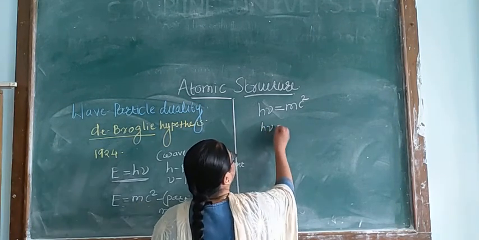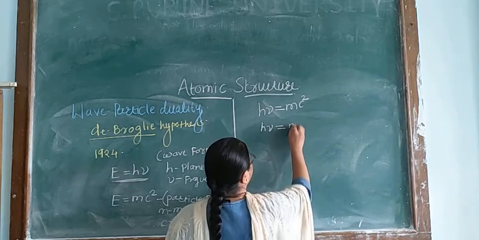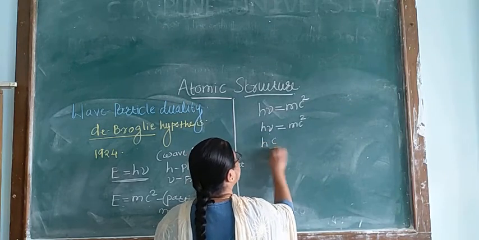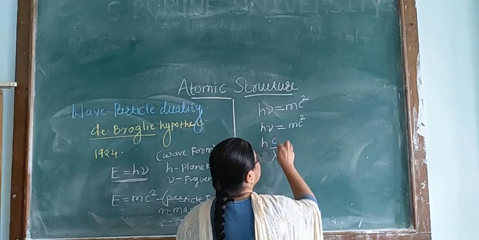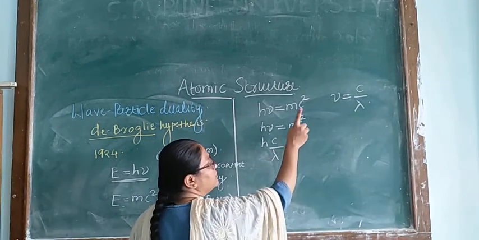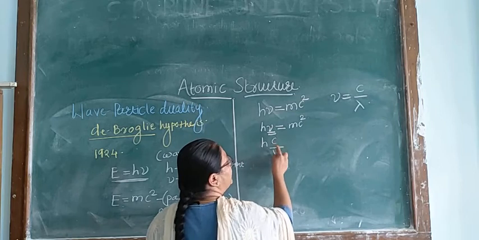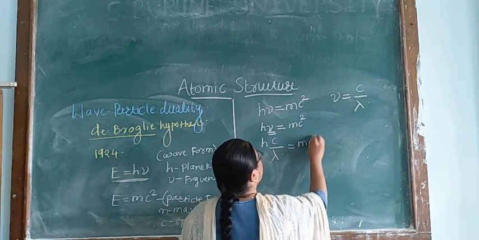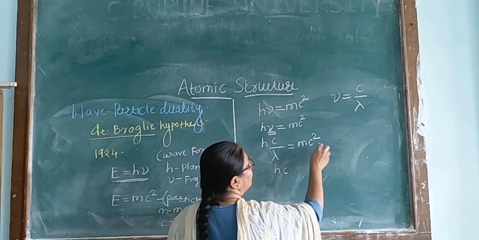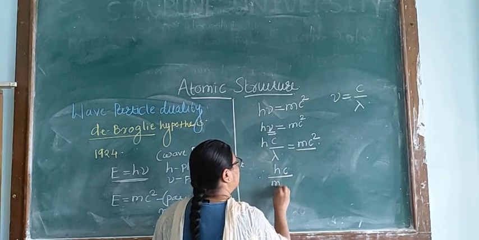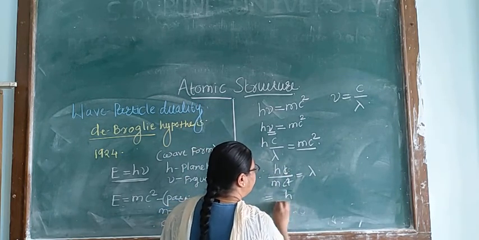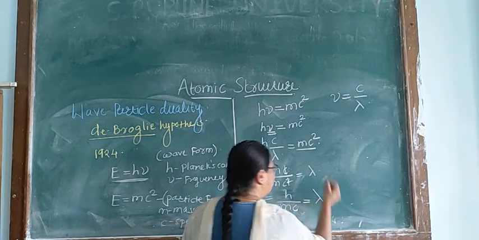Now nu can be substituted as c by lambda. This is the relation between wavelength and frequency: nu is equal to c divided by lambda. So I have put it here: h into c by lambda is equal to mc square. Therefore, I am taking this lambda to the right hand side and this part to the left hand side. So one of the c gets cancelled, and the equation becomes h divided by m into c is equal to lambda.